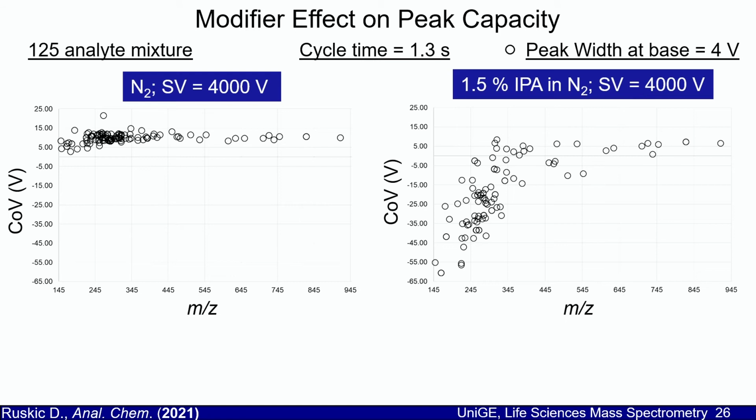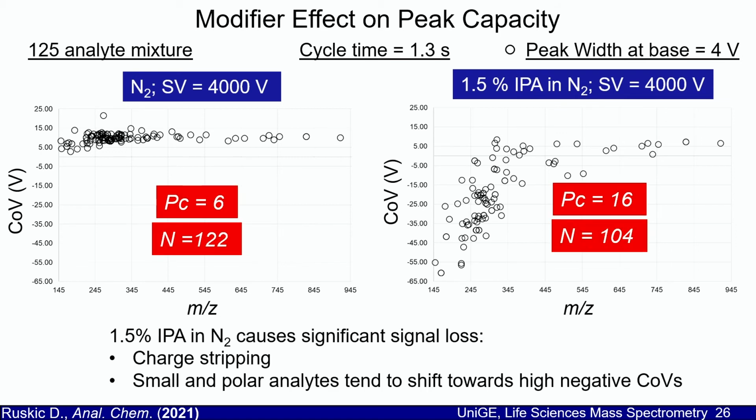But we were facing at the beginning some issues that we wanted to sort out afterwards. For example, this is a set of 125 analytes. Using all nitrogen, there's not a lot going on here, so we don't have this nice orthogonal separation. But once we switch to 1.5% of IPA, we got really nice orthogonality here. Well, improving orthogonality, but at the cost of sensitivity and information loss.